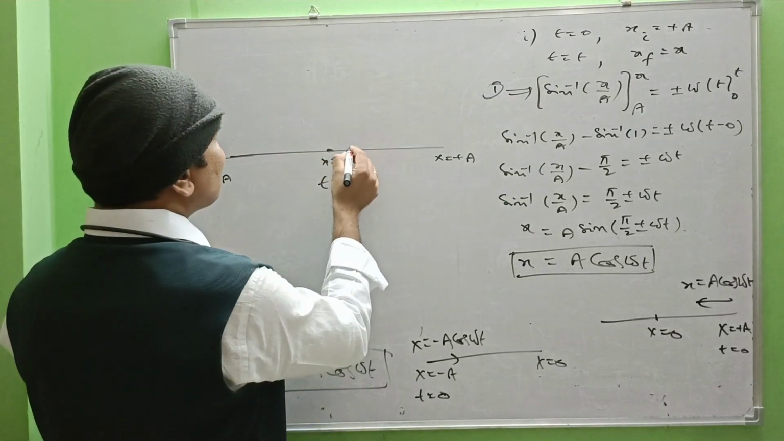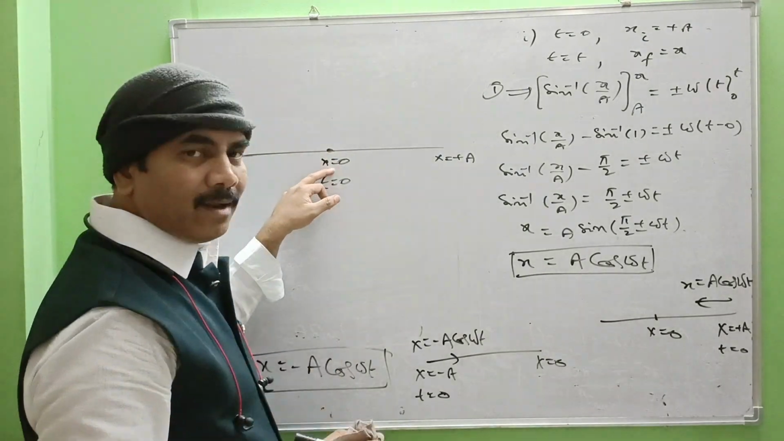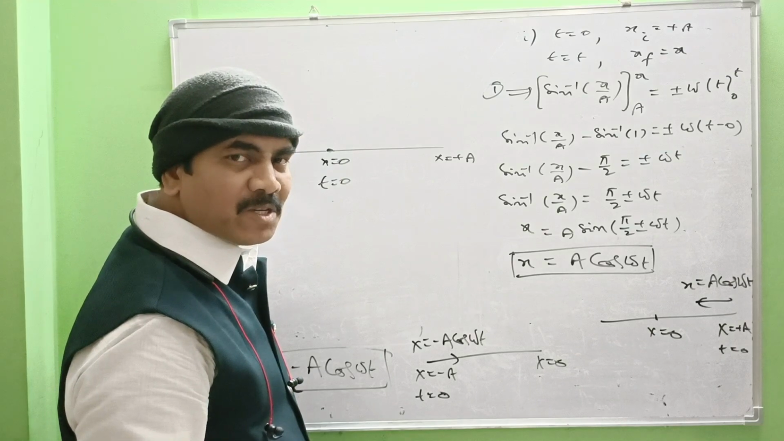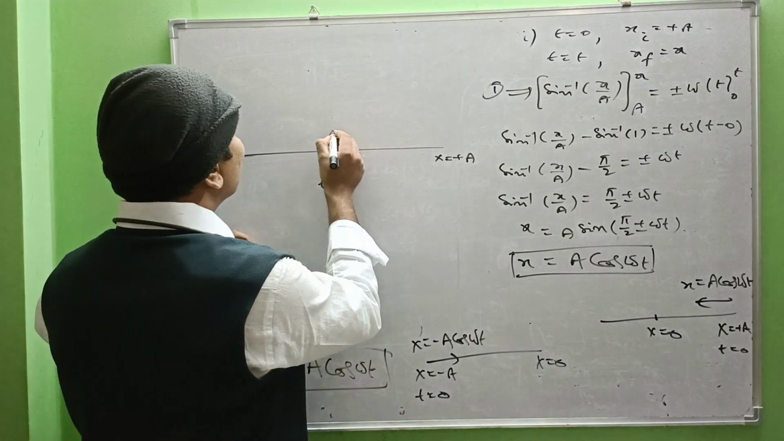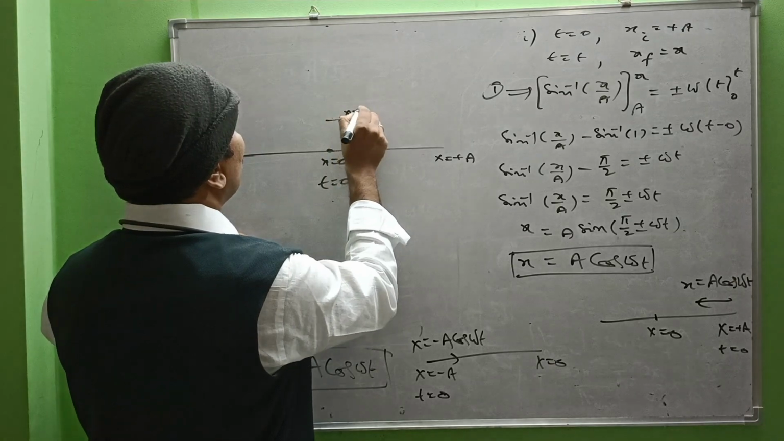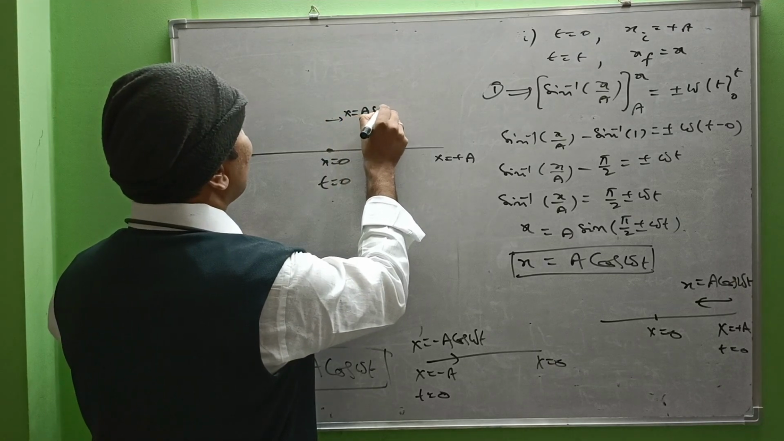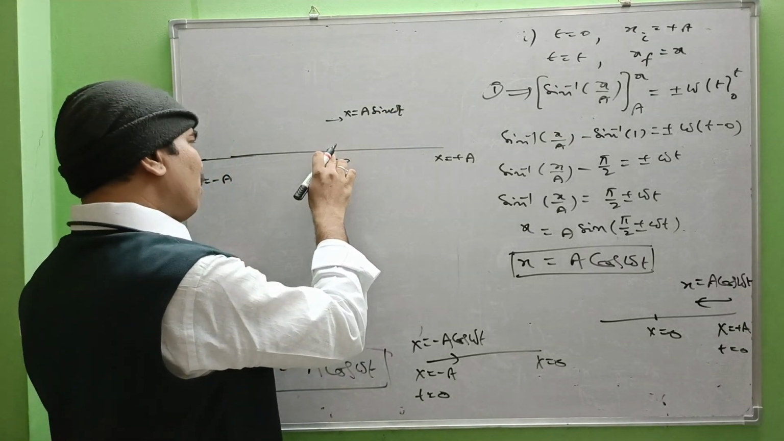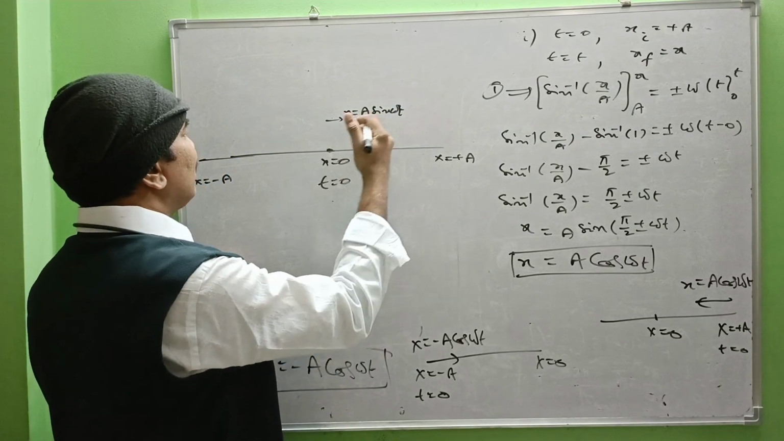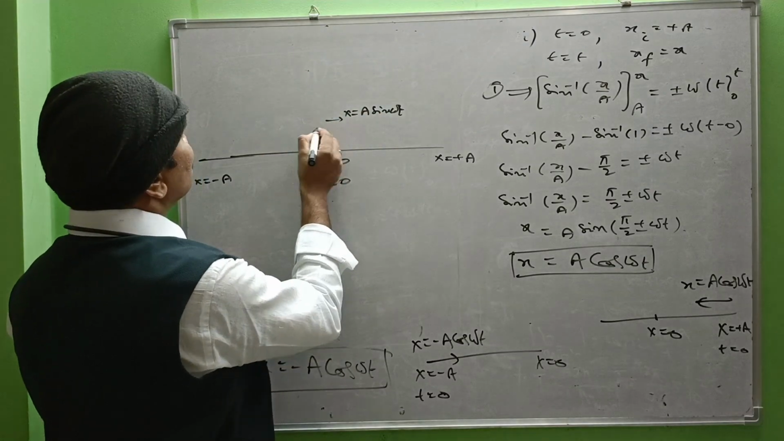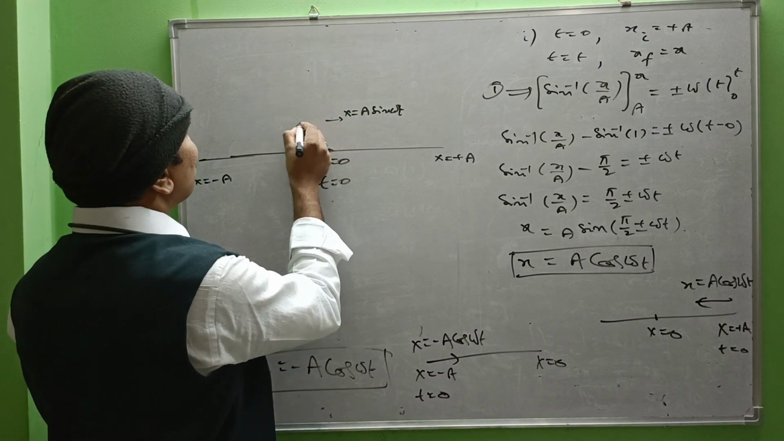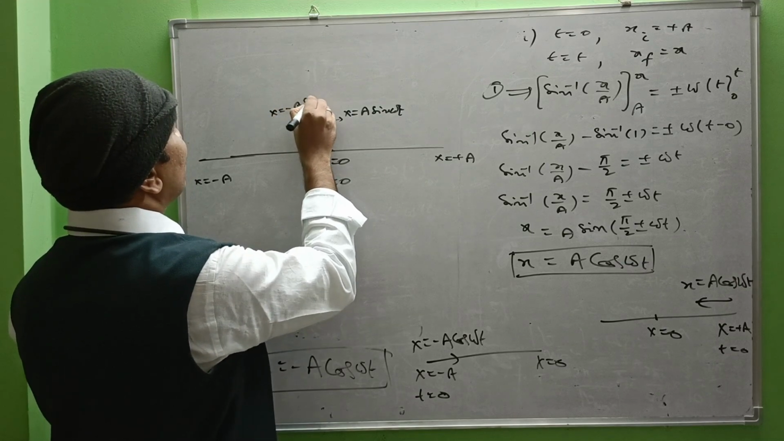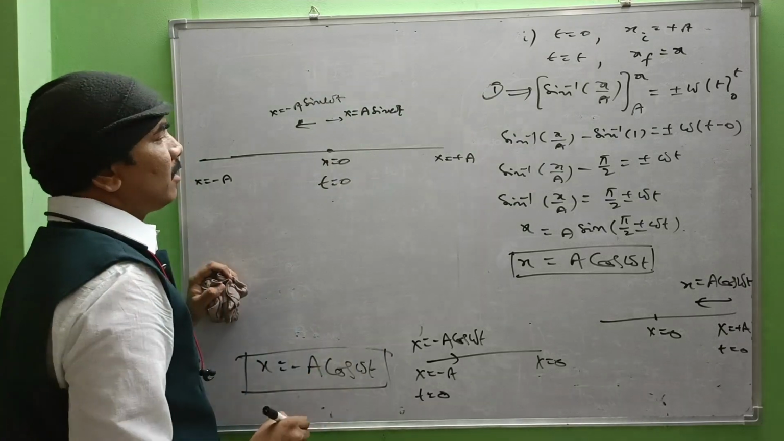What is the valid condition? The particle is found at the mean position but crossing the mean position rightwards. Then what is the valid expression here? x equal to a sin omega t, right? If the particle was found at the same position and moving leftwards, then the valid expression here is x equal to minus a sin omega t, right?